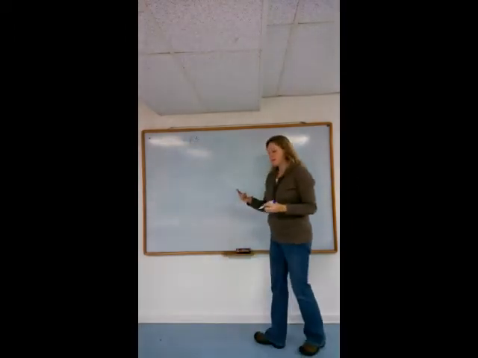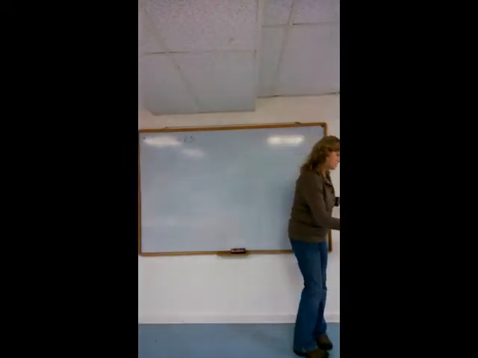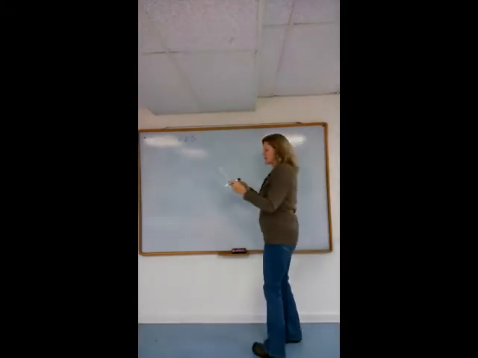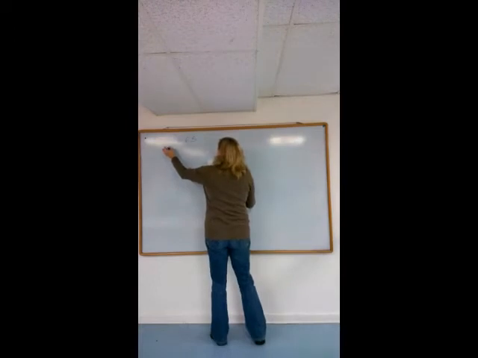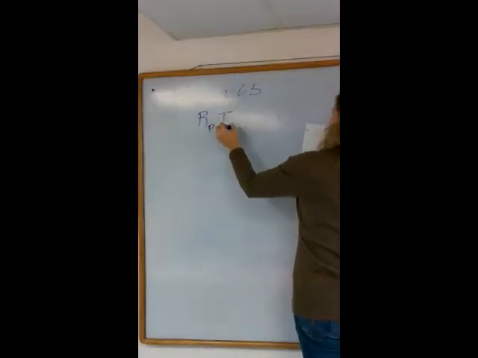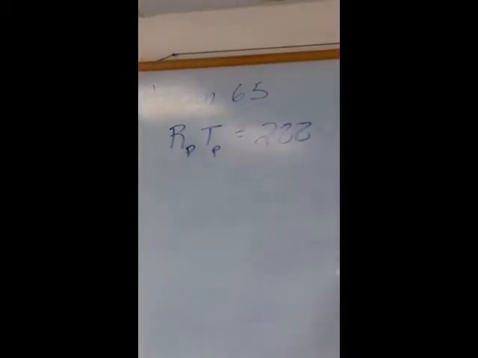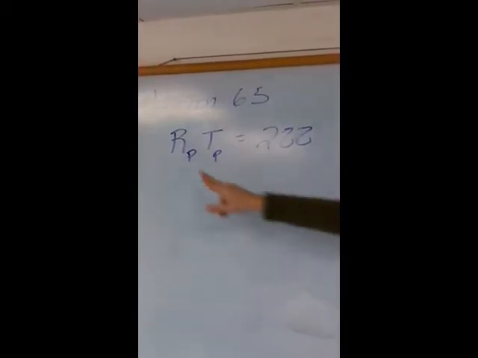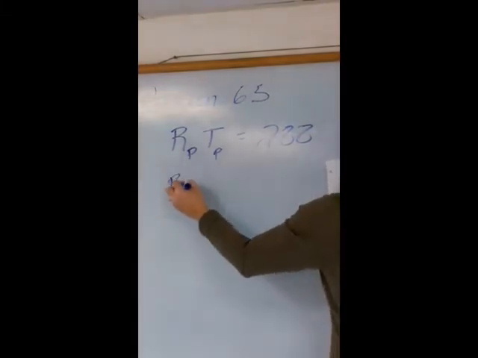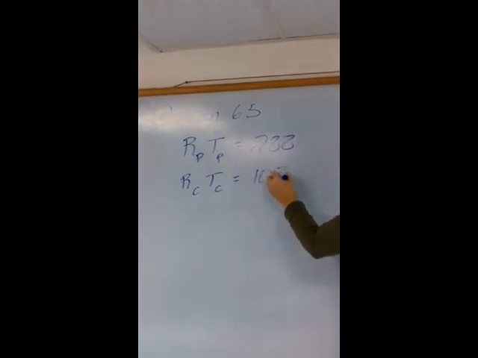All right, in lesson 65, we have one question, and they're going to start you with a whole bunch of missing letters, and they don't tell you what they are. They just say it's RP, TP equals 288, but I think we all know what that's going to turn into later, right? Rate times time, probably, a distance question. We're also given that RC, TC is 108.